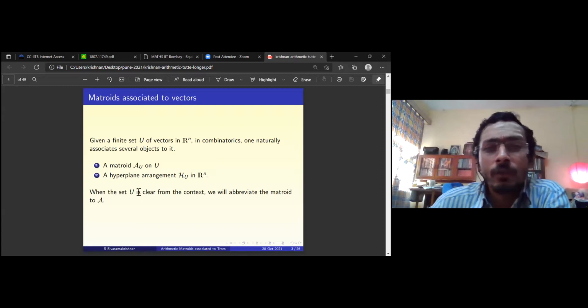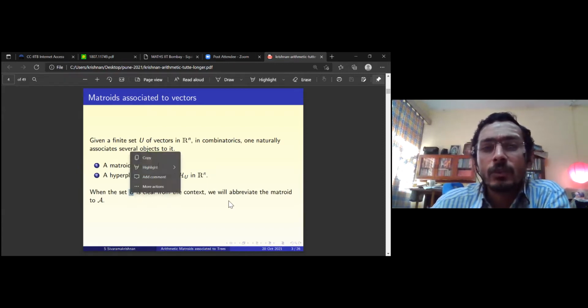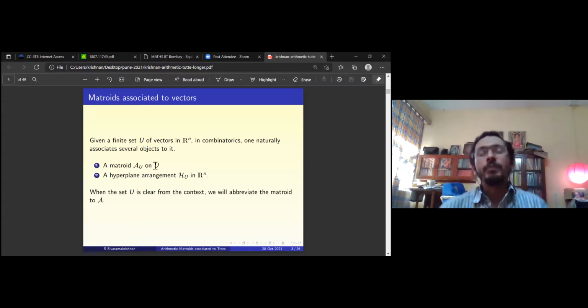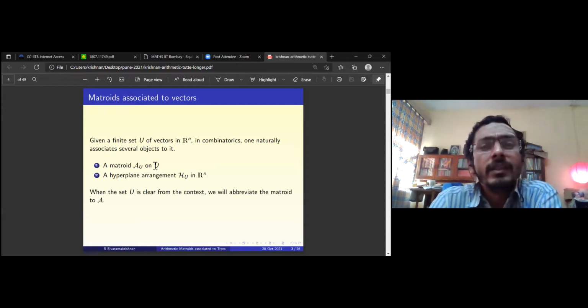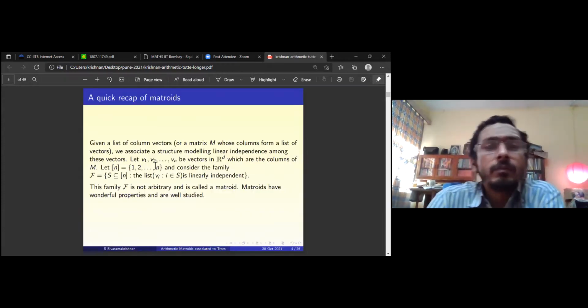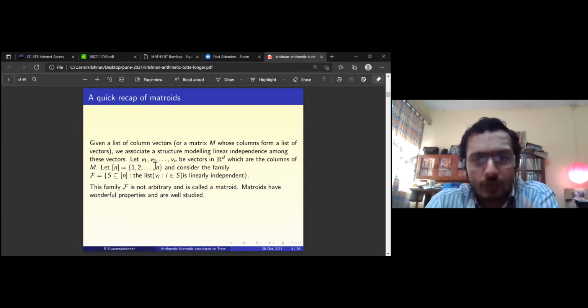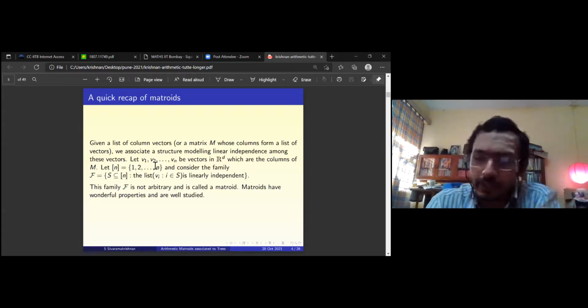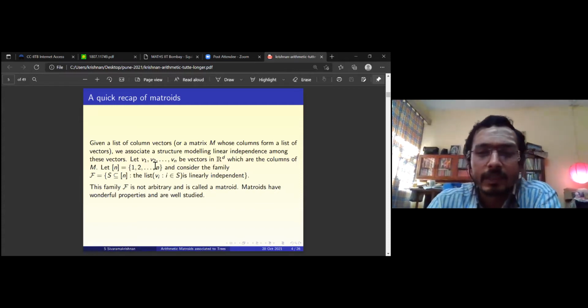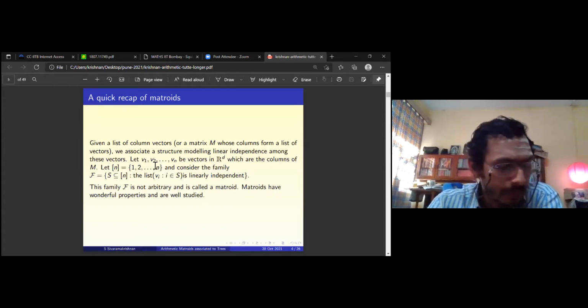When this set of vectors U is clear, we'll abbreviate the matroid to A. So the fundamental data that we start with is a given set of vectors in R^n. That's what we'll start with. Given a list, I'll think of all vectors as column vectors. If you're used to rows, you can transpose them. Somehow I'm so used to column vectors, and that seems to be the viewpoint these days. So column vectors is what I'll assume we are given a list of.